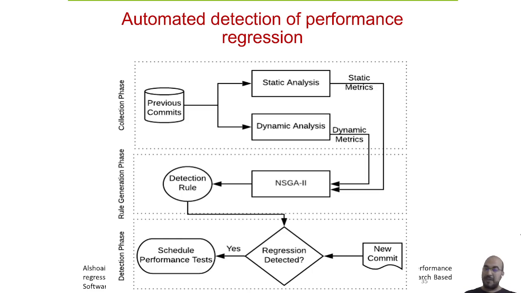Once we develop that rule, then for a given new commit, in the detection phase, we can deploy this model. For a new commit, we calculate the metrics and run them against the model, and then we say whether this commit should be scheduled for performance tests or not.